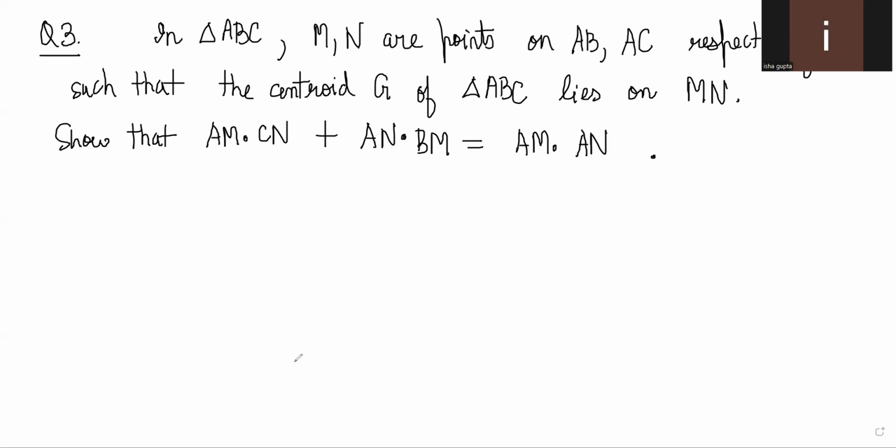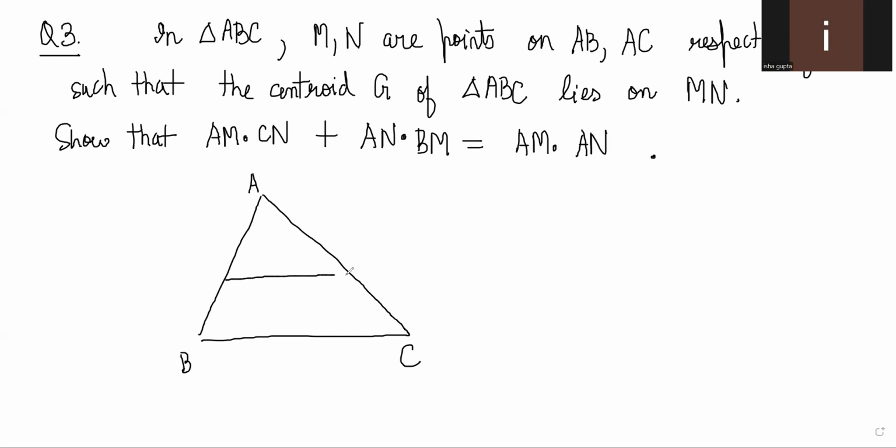Okay, let's talk about it. First, we can do the simpler case, that is the case where MN is parallel to BC. Let's say this is M and N parallel to BC, and G lies on MN, so G is the centroid. Call it D here.